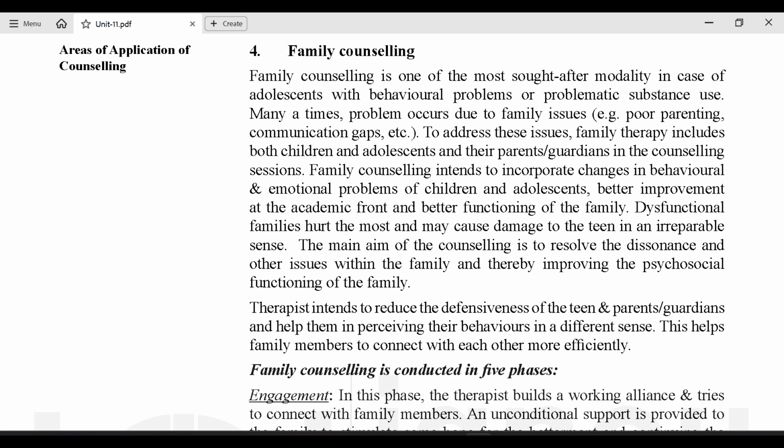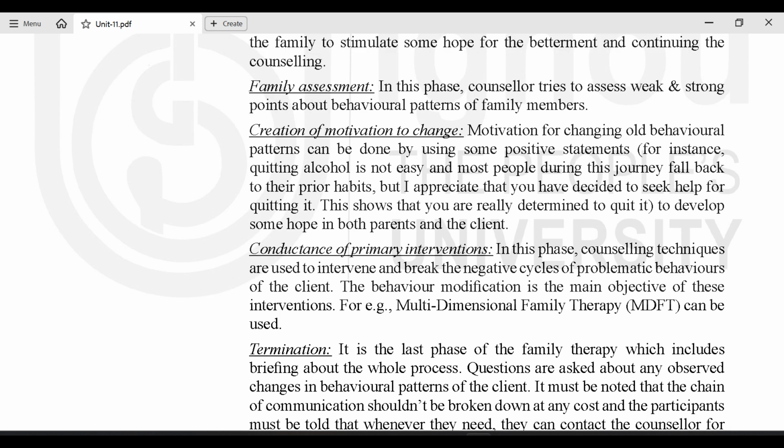Engagement. In this phase, the therapist builds a working alliance and tries to connect with family members. Unconditional support is provided to the family to stimulate some hope for betterment and continuing the counseling. Family assessment. In this phase, the counselor tries to assess weak and strong points about behavioral patterns of family members.